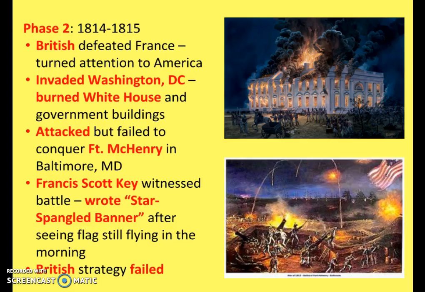So that leads to phase 2 of the war, from 1814 to 1815, and in phase 2 Britain has defeated France, and now they're going to turn their whole attention to dealing with the Americans. One of the first things they do is launch an attack along the coast and attack Washington, D.C. They burn down the White House, which has only been standing a little more than 10 years. They burn other government buildings, and the president and the cabinet are forced to literally flee Washington with the British Army behind them. They also attack but fail to conquer Fort McHenry in Baltimore, Maryland, just outside of Washington.